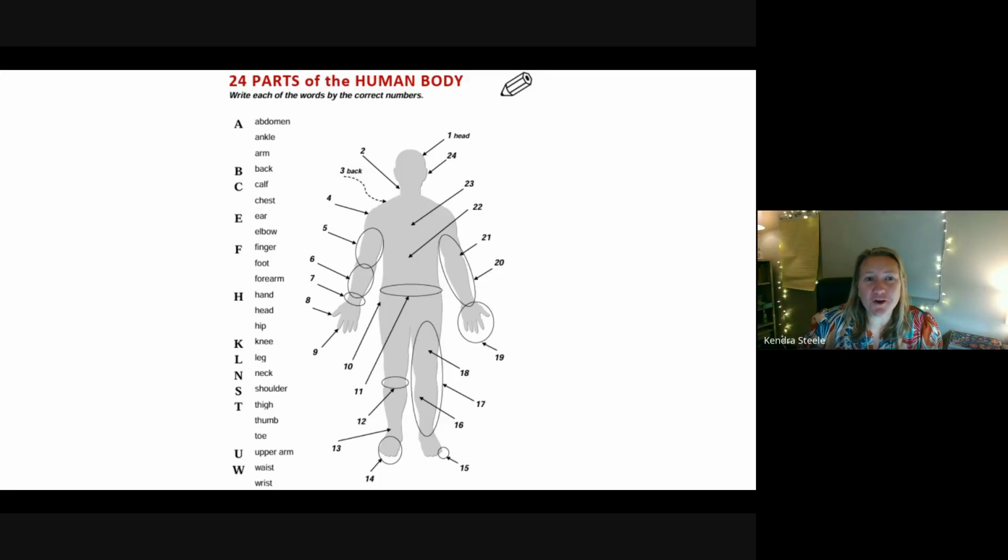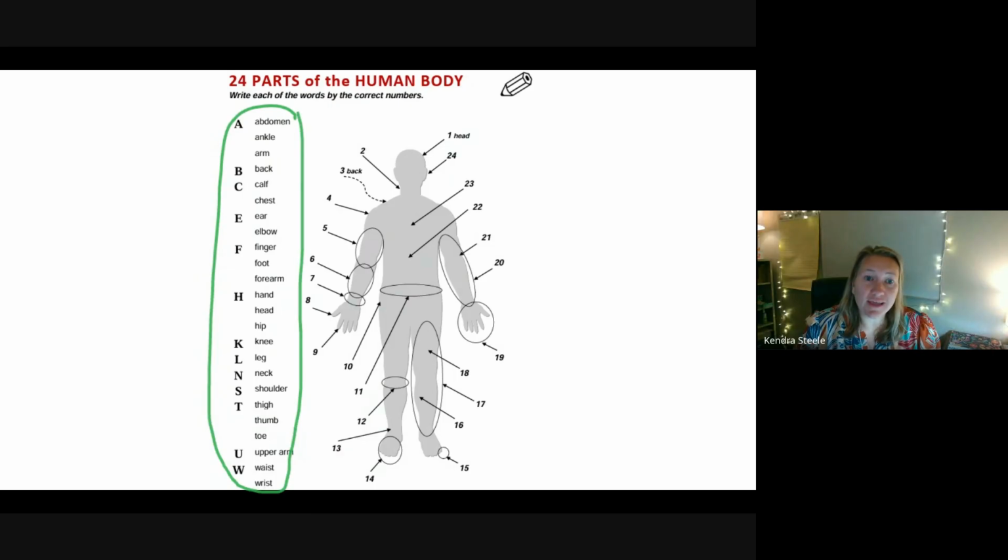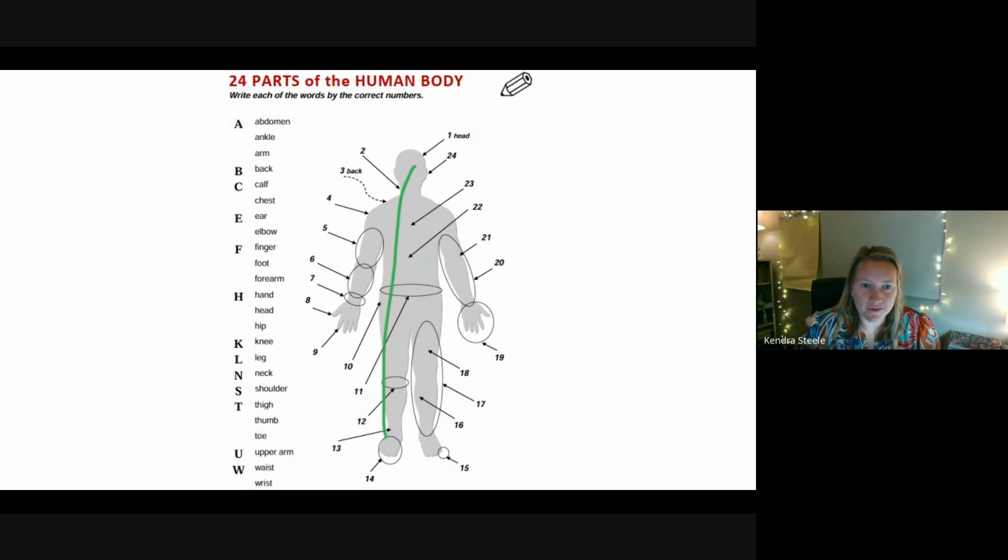Welcome. In this video, we're going to review parts of the body. Take a look at this slide. Over here are different names for parts of the body in English. And here on the diagram, every part is labeled with a number. So number 1 is the head. Number 3, which is a little tricky to show, is pointing to the back, your back, okay?